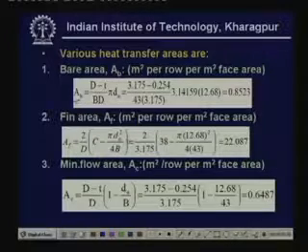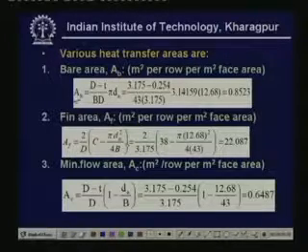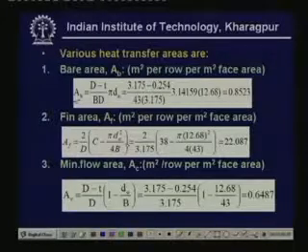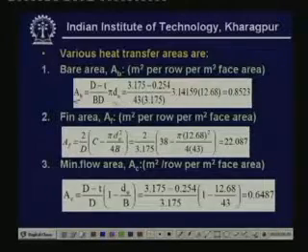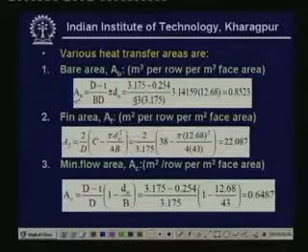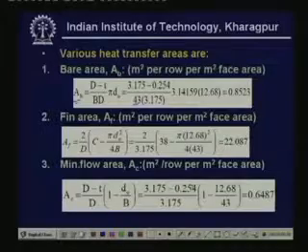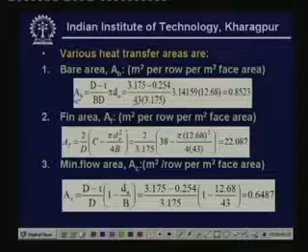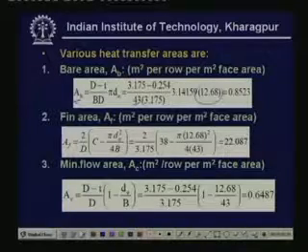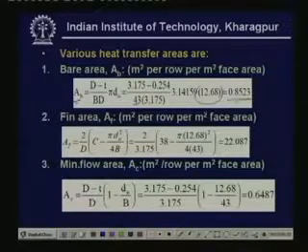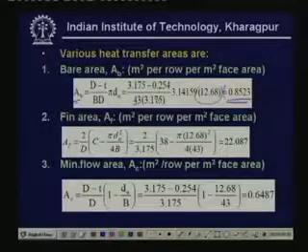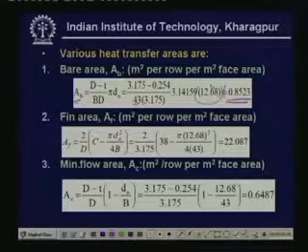AB is given by (D minus T) by BD into pi d naught, where D is nothing but the fin spacing. That is 3.175 millimeter, minus 0.254, which is the thickness of the fin, and B is the center to center spacing between two tubes in a row, which is given as 43 mm. D naught is the outer diameter of the tube. If you substitute all these values, you get this value for AB, and remember that this is defined as meter square per row per meter square face area.